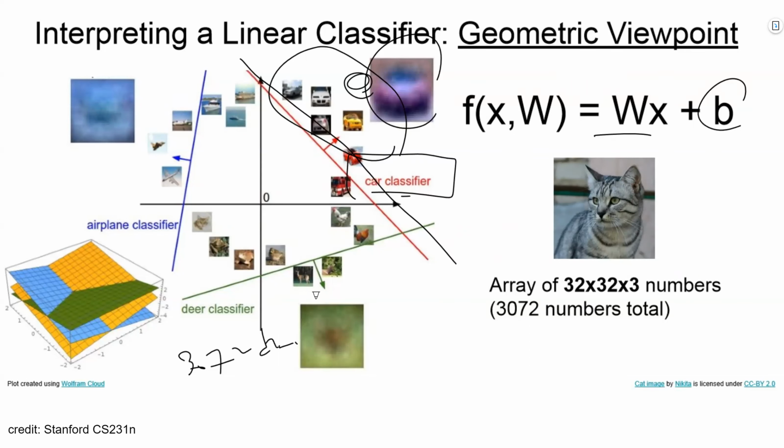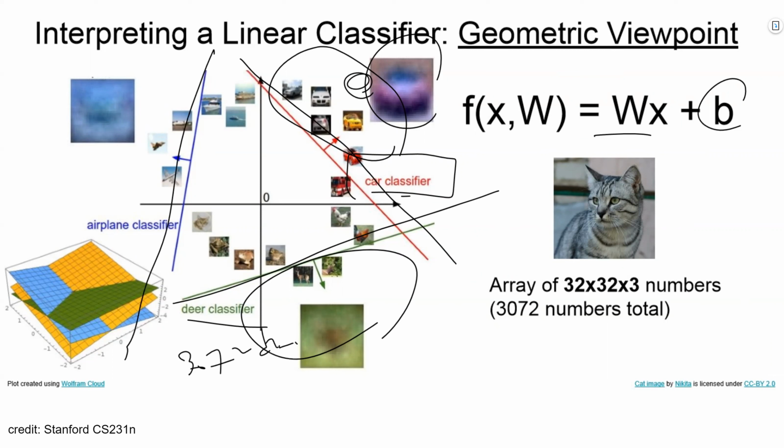And images that have positions in this part are classified as deer, and the deer template is this line. An airplane template, this line. And other images are ambiguous. It's quite hard to recognize these images.